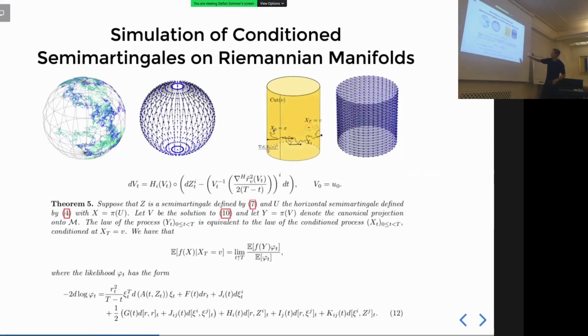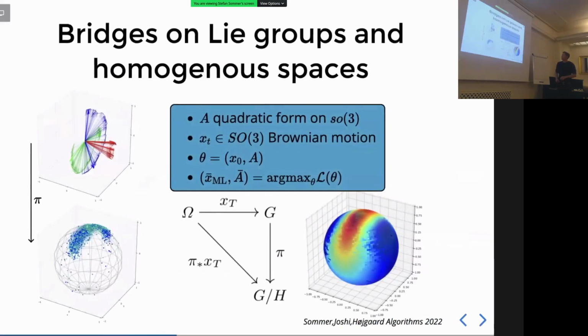Okay, here's just the theorem. You can do the same. You can take expectation over the conditioned process by using this guiding scheme, and you get this likelihood ratio that I talked about before. If you look into the expression, you will see a local time when you have this cut locus crossing, and that's the main difficulty of accounting for that. Okay, so that was general Riemannian manifolds.